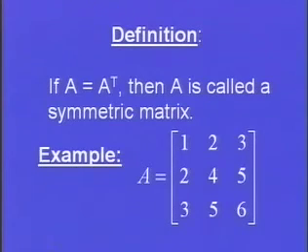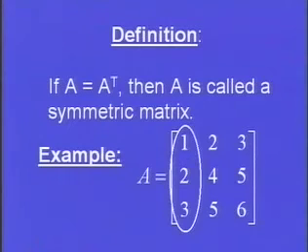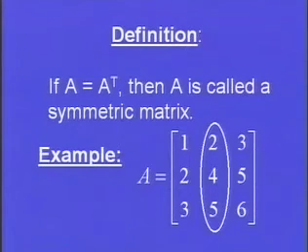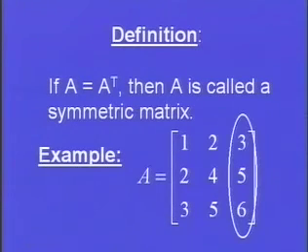Well, as you can see, the first row, 1, 2, 3, is exactly the same as the first column, 1, 2, 3. The second row, 2, 4, 5, is exactly the same as the second column, 2, 4, 5. And the third row, 3, 5, 6, is exactly the same as the third column, 3, 5, 6. So if I were to transpose A, nothing would happen. So A is equal to A transpose. And so A in this case would be a symmetric matrix.